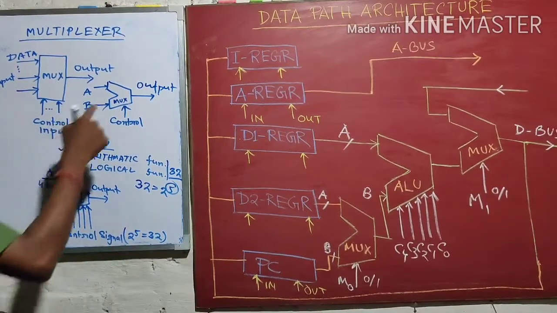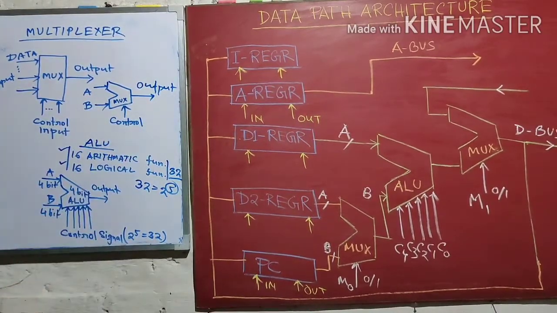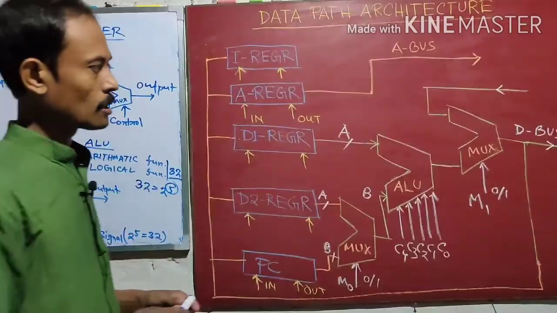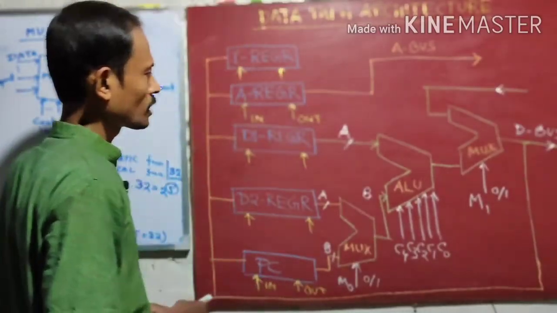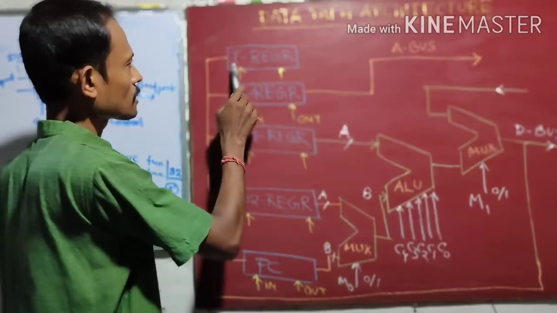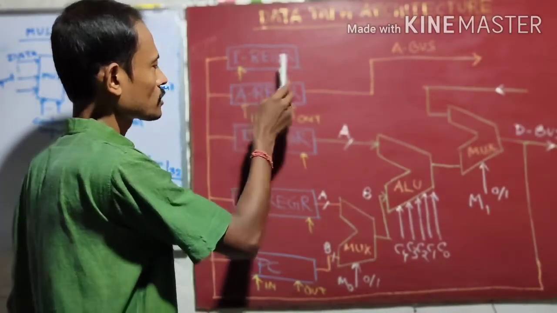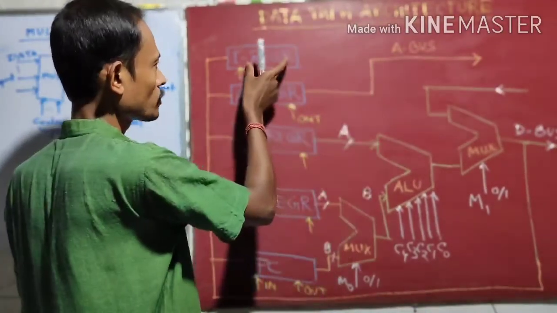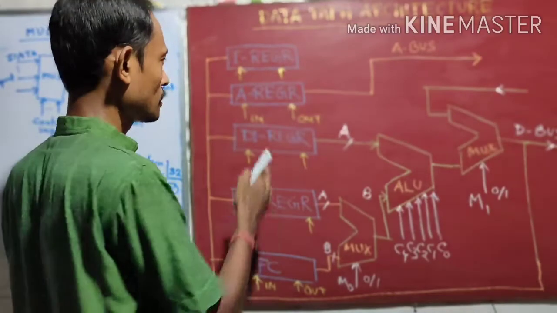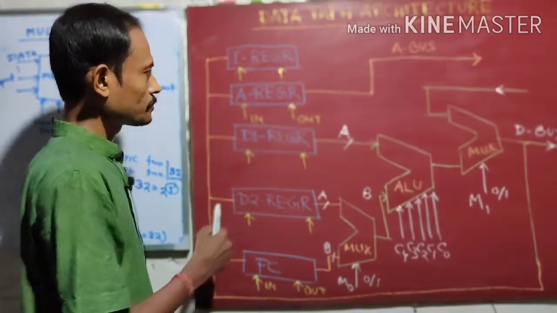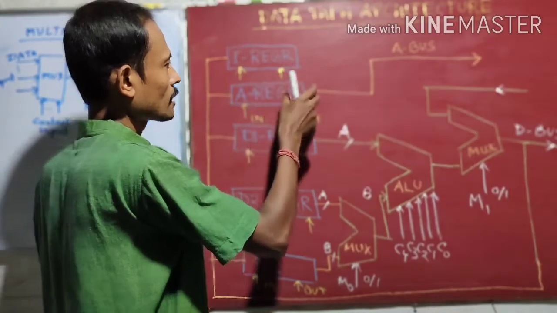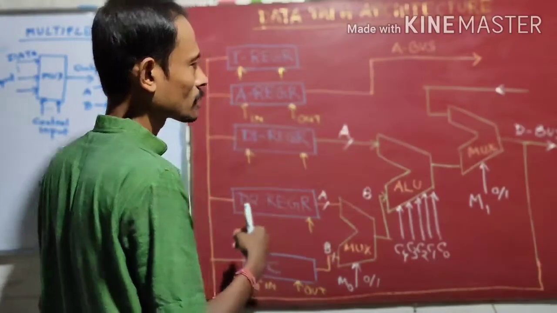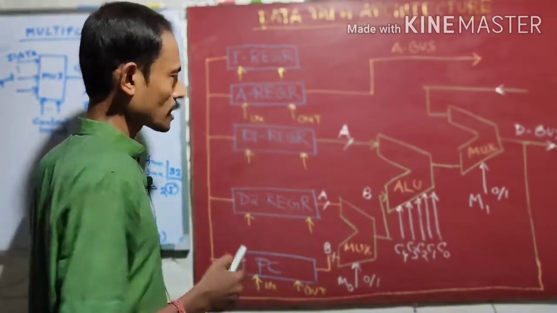So these are the two important components that will be used in our data path architecture, and besides that we will use the different registers. Let's see how they are interconnected. These are the registers. The first register is the instruction register. When the CPU fetches the instruction from the memory, that instruction will be present in the instruction register. Then the address register. When the CPU generates the address and searches the memory for fetching data or instruction, that address will be present in the address register.